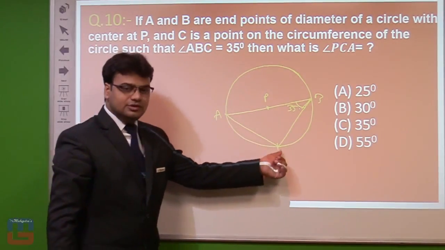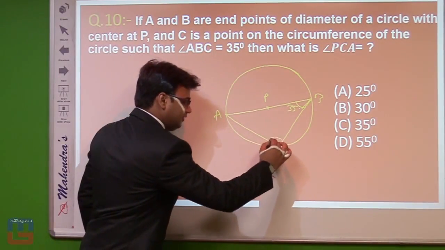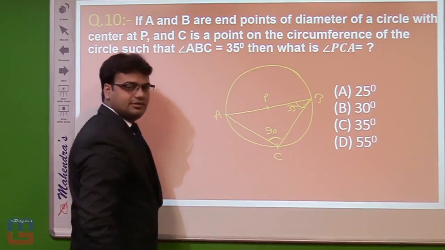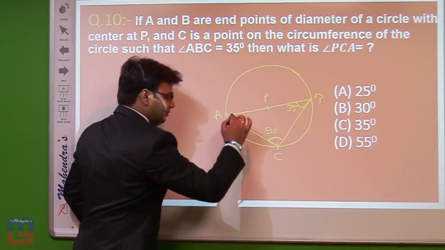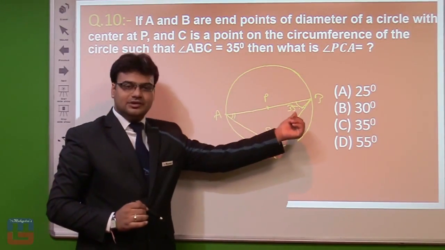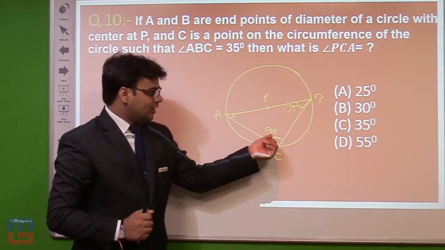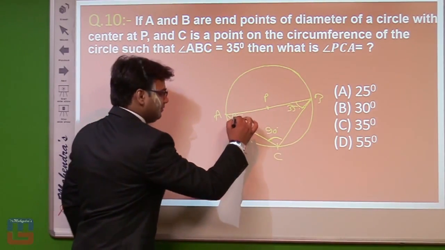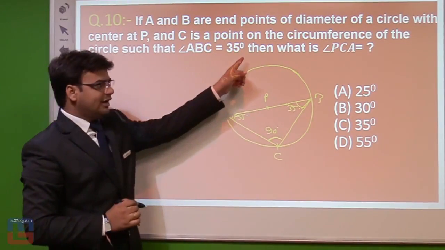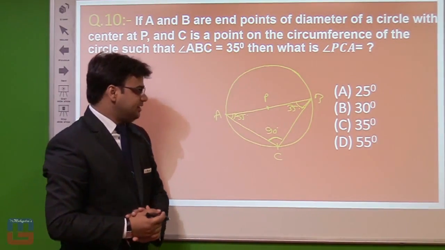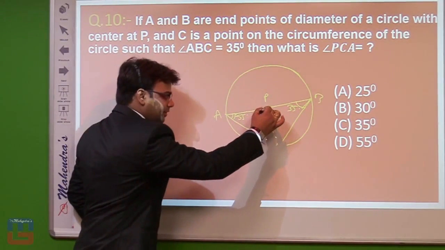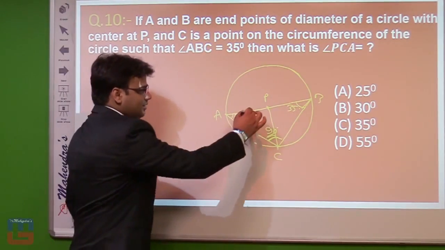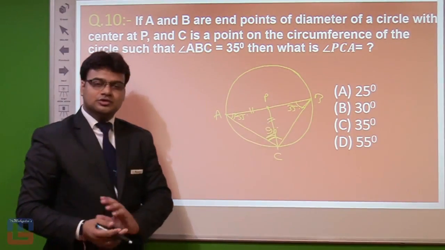If we join A to C, then it becomes a semicircle. We know by the semicircle property its angle is 90 degrees. And if the other angle is 35, then the remaining angle is 180 minus 90 minus 35, which gives 55. But how much do we require? We require the value of angle PCA, so we join P to C. Here PA and PC are both radii.